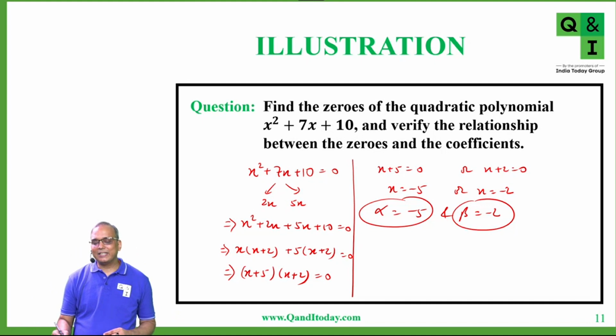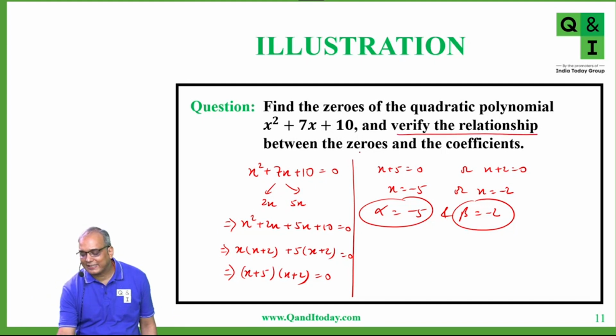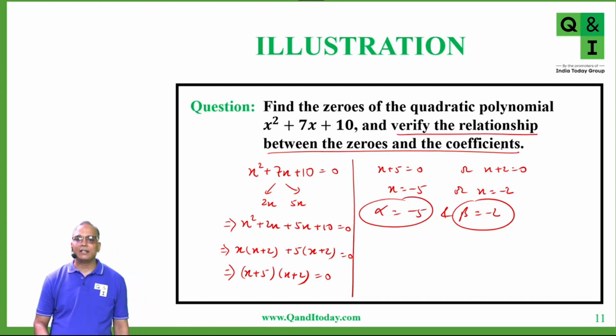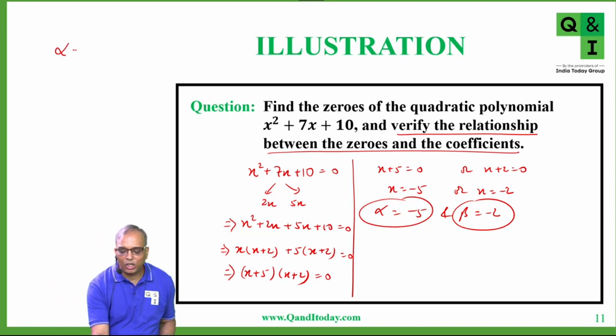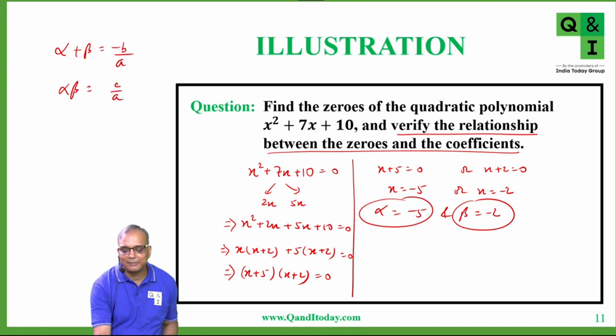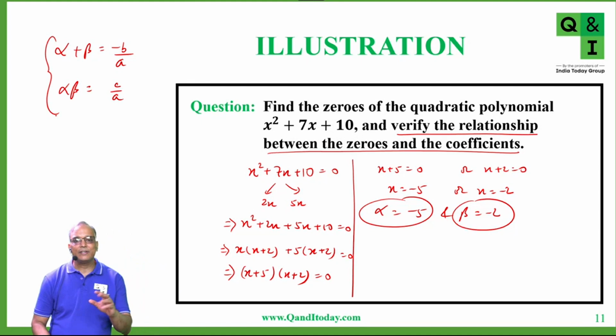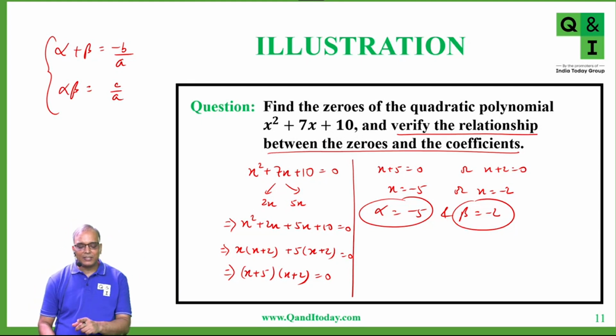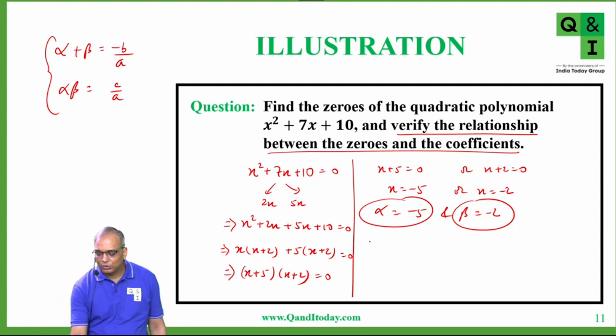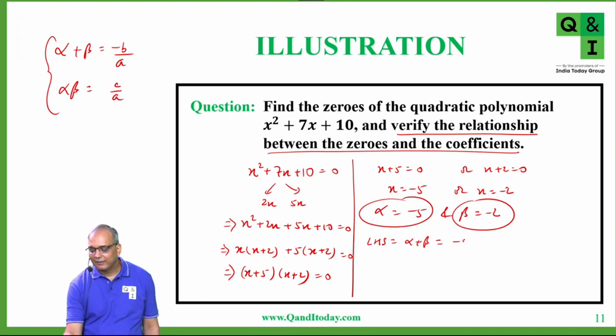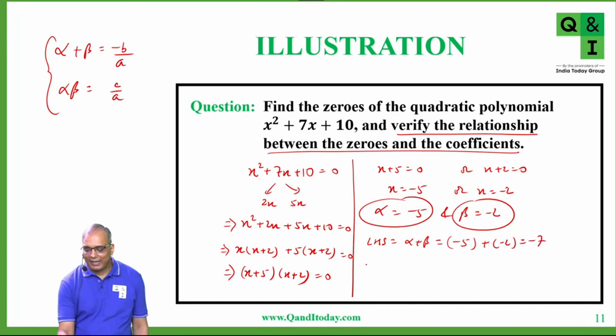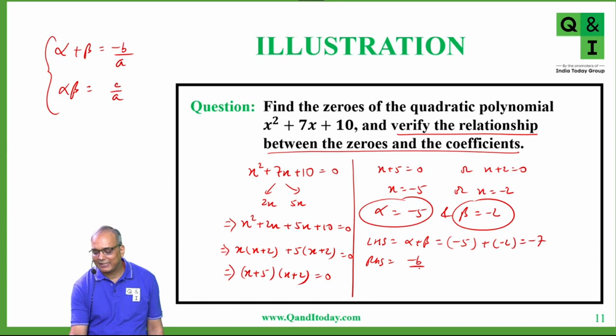So once you have got the zeros, what has been asked here? Verify the relationship between zeros and coefficient. What were the relationships? We saw just now that sum of zeros alpha plus beta is minus b by a, and the product of zeros alpha into beta is c by a. Right? These were the two relationships. Now let us first verify the first one. So we know that LHS here is alpha plus beta, which is minus 5 plus of minus 2, which is minus 7. And the RHS here is minus b by a.